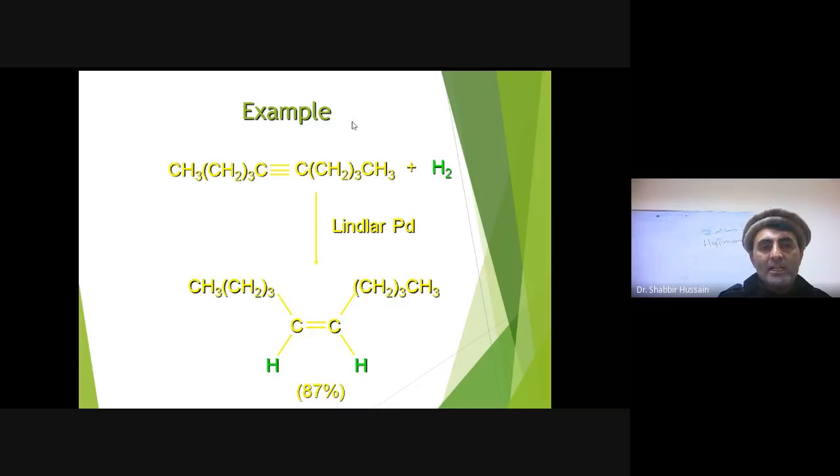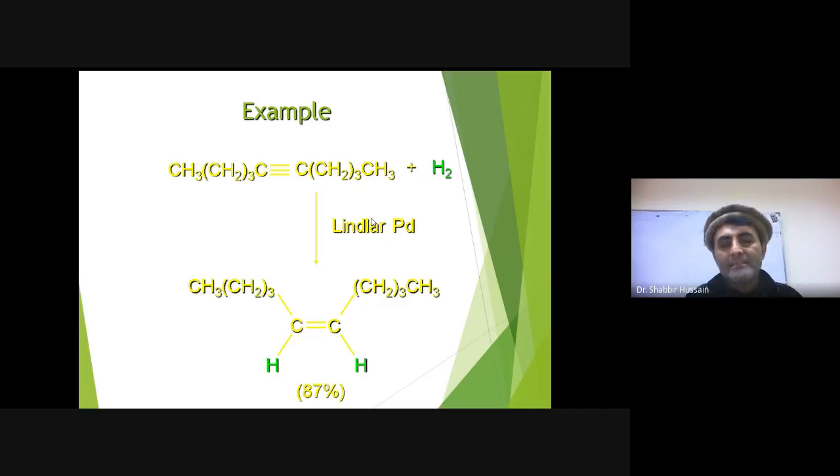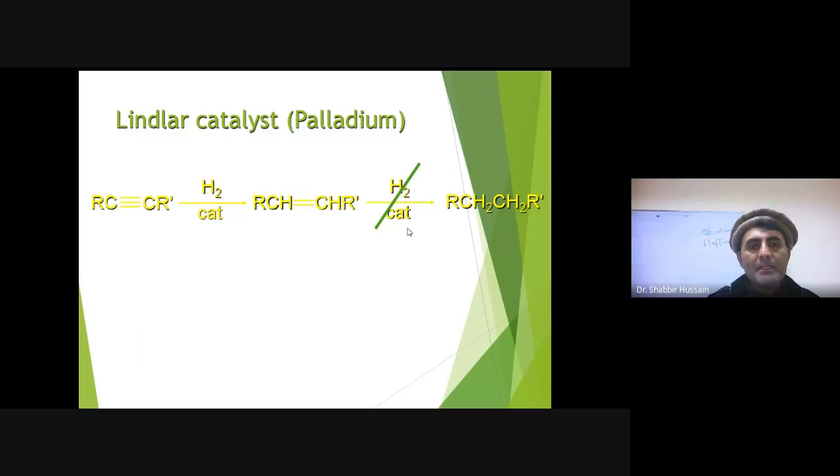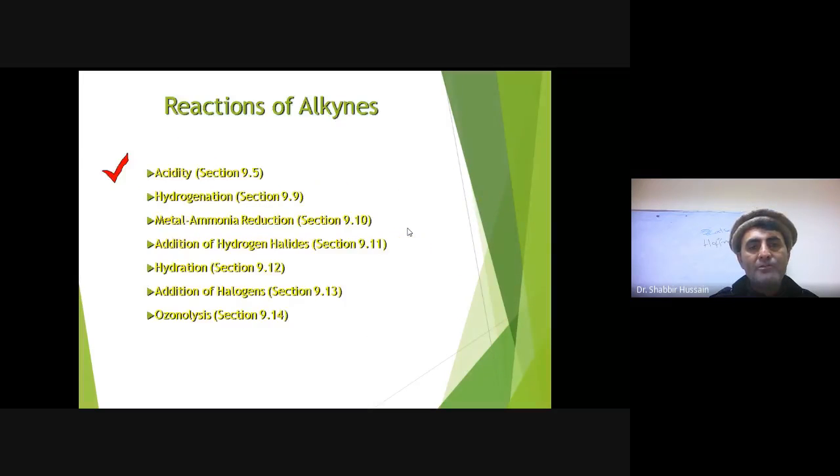For example, this is an alkyne, and we use Lindlar catalyst, that is palladium on charcoal. Through controlled hydrogenation, it converts into alkene, right? This alkene further cannot convert into alkane in the presence of Lindlar catalyst, that is palladium on charcoal, right? Let us discuss a few more examples of this.